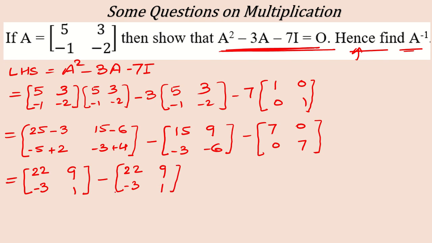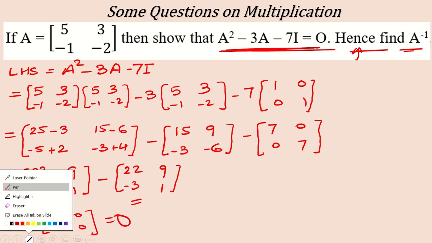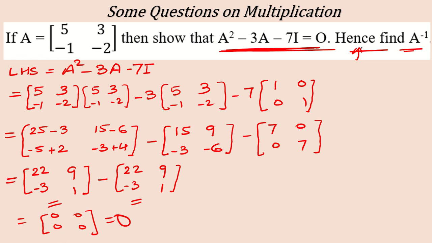What can you see here? Both matrices are equal. It means it is going to be the null matrix. So 0 0 0 0. It means it is the null matrix. Okay. So the first part we have shown. After this, what will you do? Now try to understand the meaning of this word hence. Hence means using this equation you have to find A inverse, because there are many methods to find the inverse of a matrix.